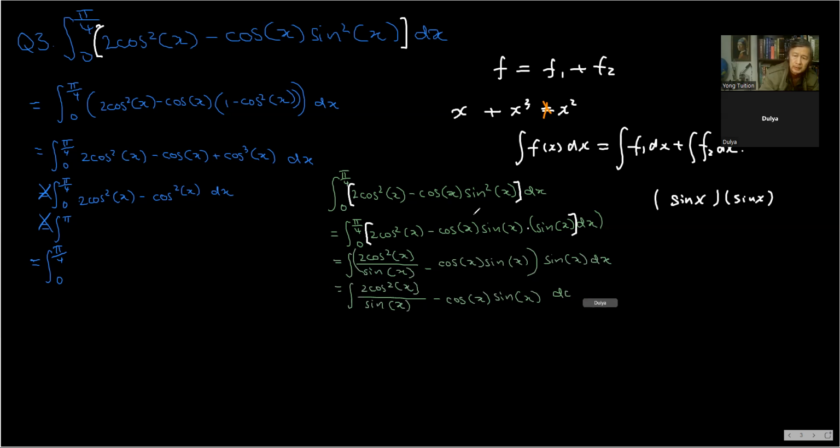D cosine x, yes. Negative, right? Negative d cosine x. Wow, okay. What can we do? And then sine x is okay.